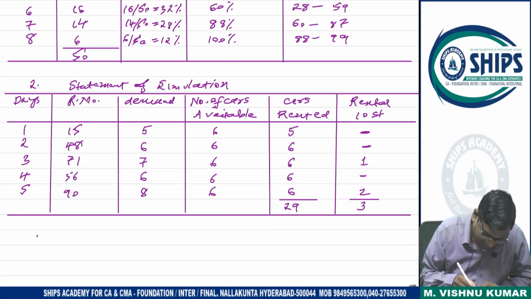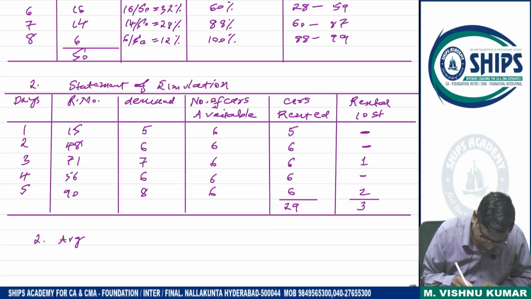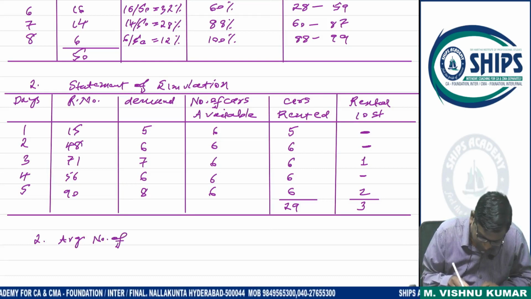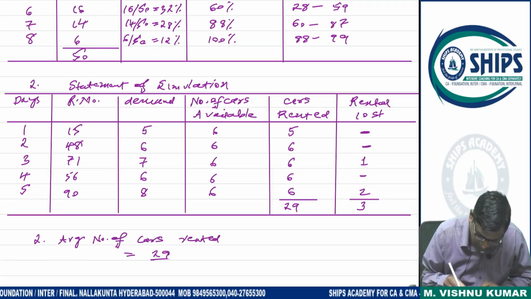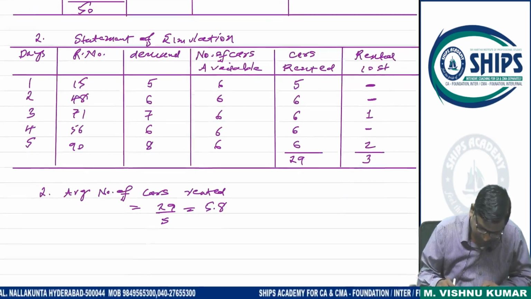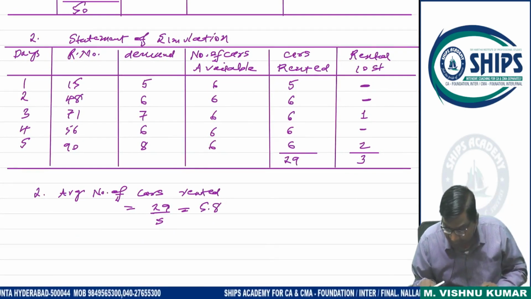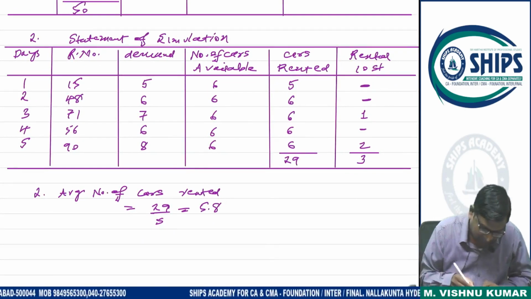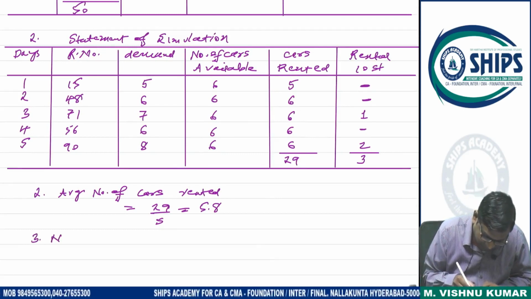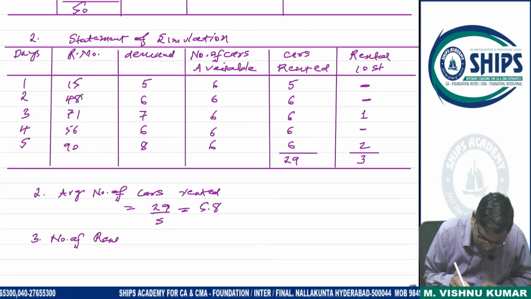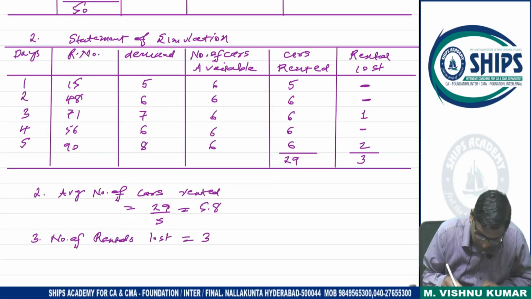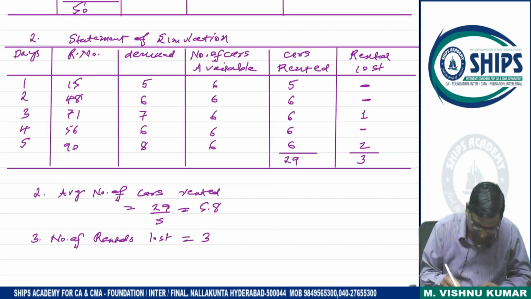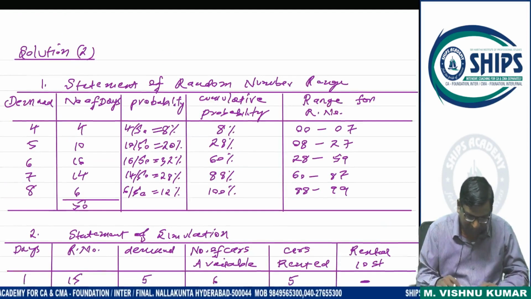What answer? Second. Average number of cars rented, 5.8. Okay, next is what? How many rentals will be lost over 5 days? Already it has been done, 3. Three. Let's copy this simple question.